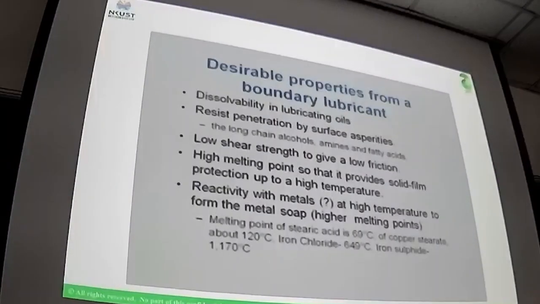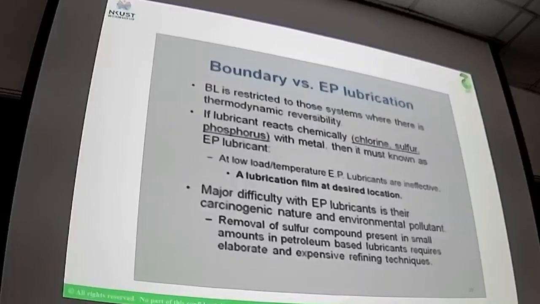So we have some comparative study of boundary lubricant and EP lubrication.